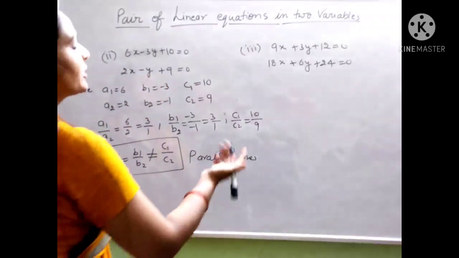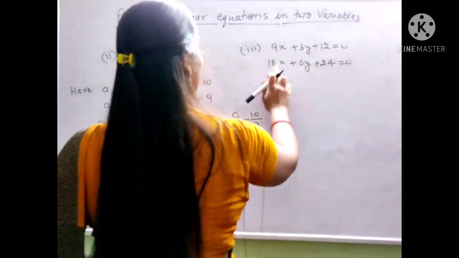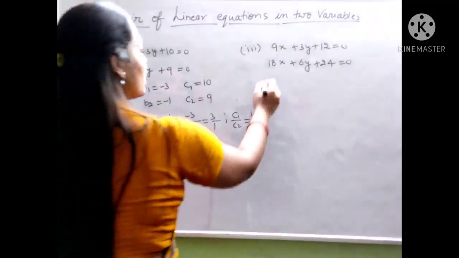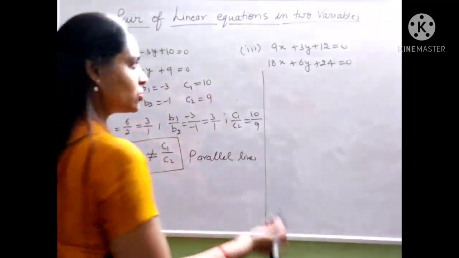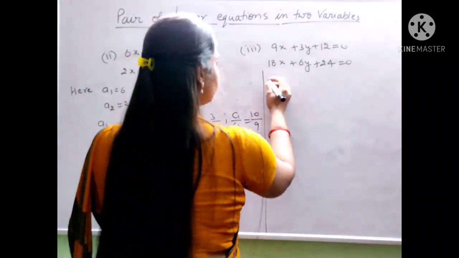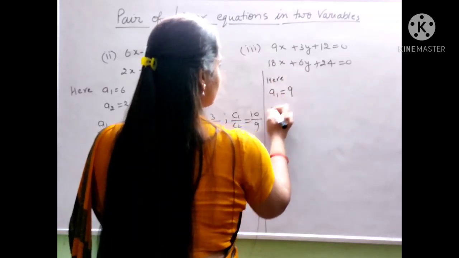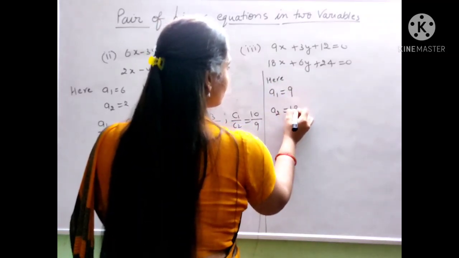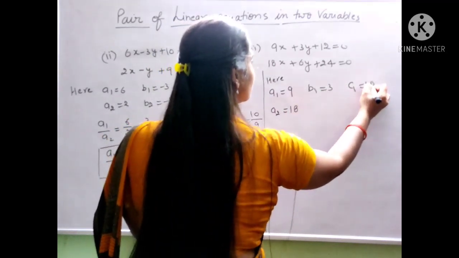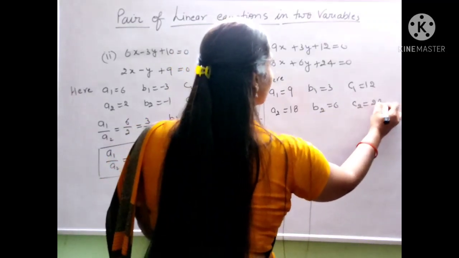Next question we have taken as 9x plus 3y plus 12 is equal to 0, 18x plus 6y plus 24 is equal to 0. So first of all we have to get the value of a1, a2 and b1, b2 and c1, c2. Here a1 is equal to 9, a2 is equal to 18 and b1 is equal to 3, c1 is equal to 12, b2 is equal to 6 and c2 is equal to 24.